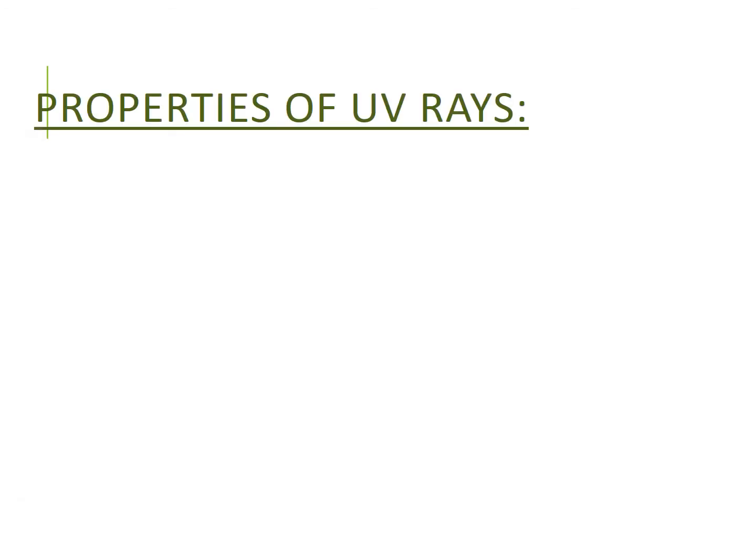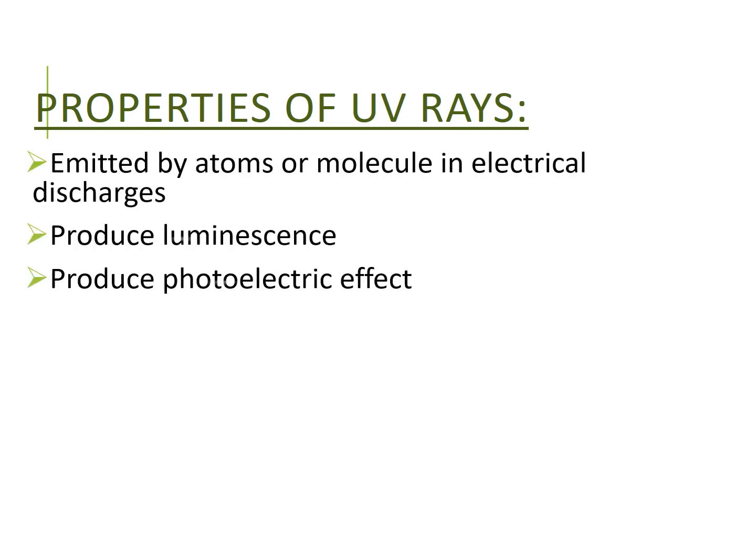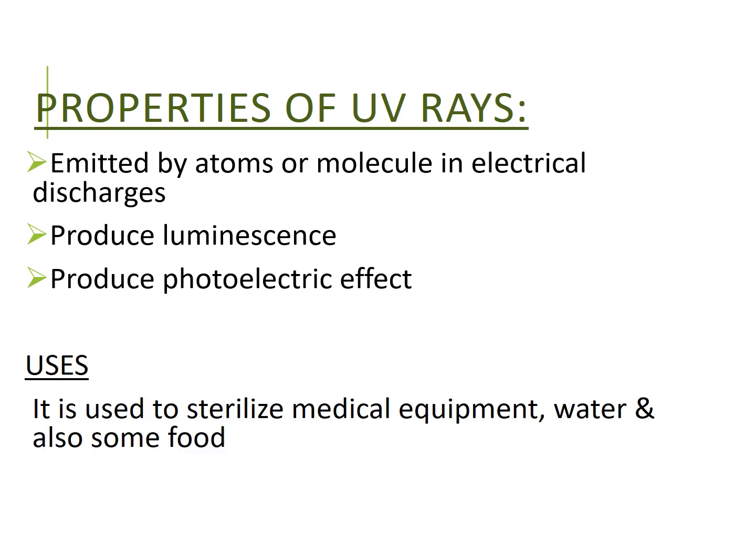So now we are done with the properties of X-rays. Let's look at the properties of ultraviolet rays. Ultraviolet rays are also emitted by atoms or molecules. They can produce luminescence exactly like X-rays. They can also produce the photoelectric effect. This effect I'll be discussing later in another video. The photoelectric effect is also produced by X-rays. What are some of the uses of UV rays? It can be used to sterilize medical equipment, devices, water, food, etc.